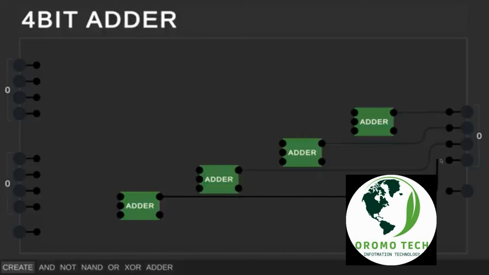Then there's a carry input here, just in case we want to string two 4-bit adders together to make an 8-bit adder, for example. So that can go into the carry input of the first adder, and then its carry output goes into the carry input of the next one, and so on down the chain. Finally, I'll need to connect up the two 4-bit inputs.